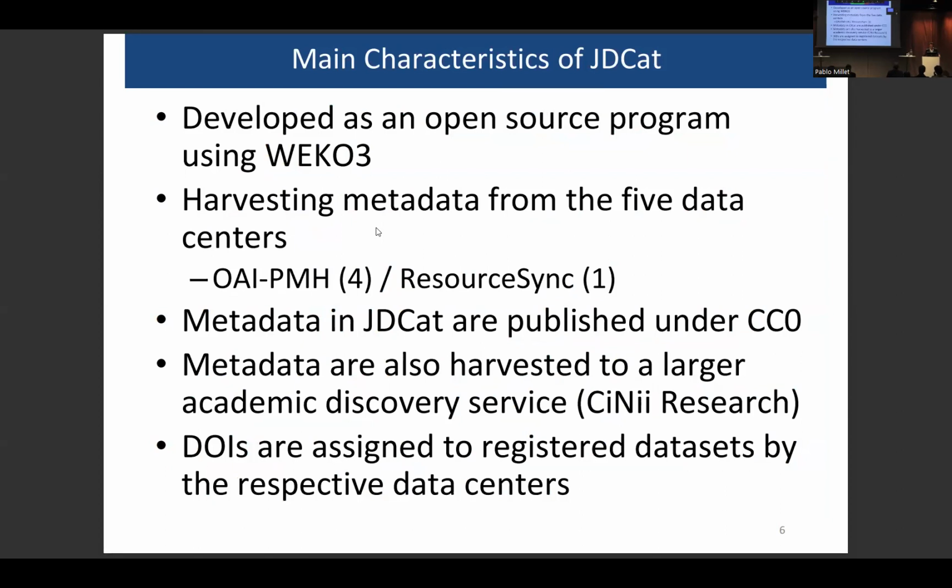Now I would like to say a few words about the technical and formal aspects of JDCat. JDCat is developed as an open source program using the repository software called WEKO3, which is Japanese software, and I will explain about WEKO3 in the next slide. JDCat harvests metadata from the 5 data centers, either through OAI-PMH or ResourceSync. The social science data centers prefer OAI-PMH, but the one in the humanities prefers ResourceSync. In order to promote data discovery and let the metadata travel further, metadata in JDCat are published under a CC0 license. So the metadata can be harvested by other catalogs without legal difficulties. We also require each data center to assign a DOI to its datasets.